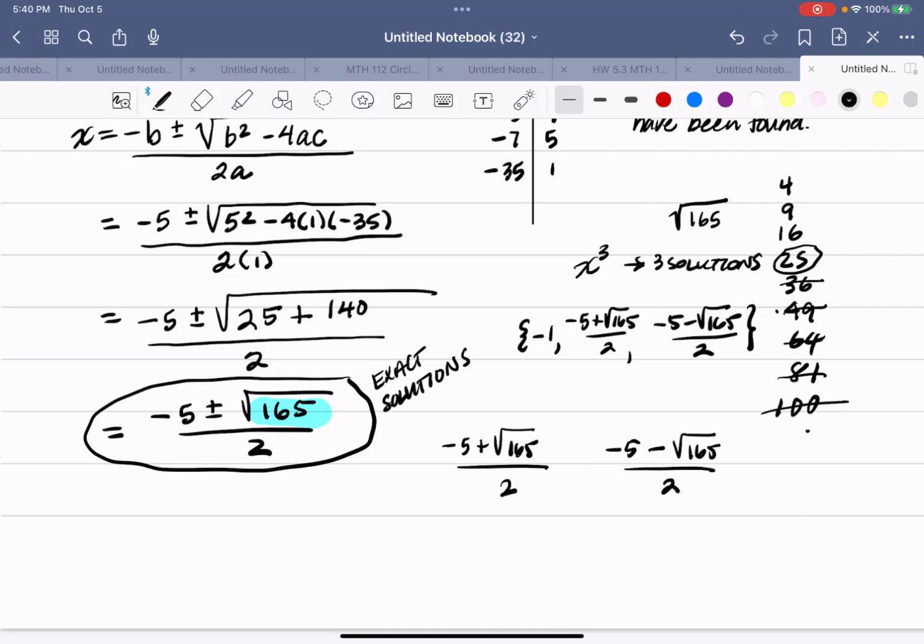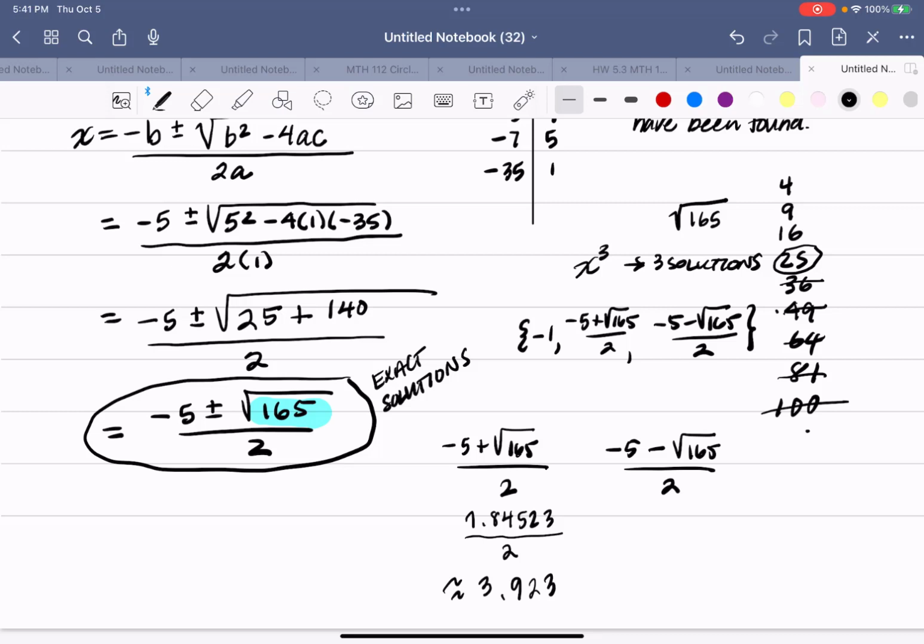So to get that decimal, do -5 plus the square root of 165. That's about 7.8452. And I'm going to go one more decimal place. Then I'm going to divide that by 2. And I get that this is approximately 3.923 to 3 decimal places.